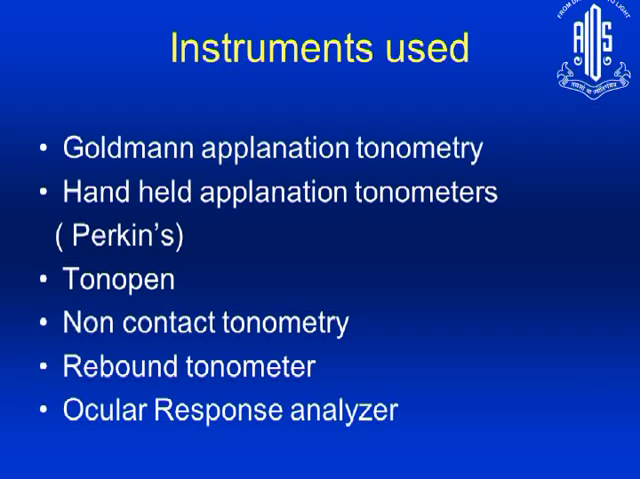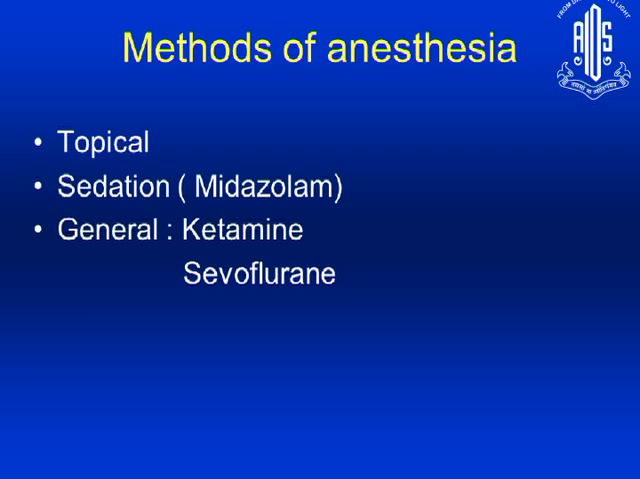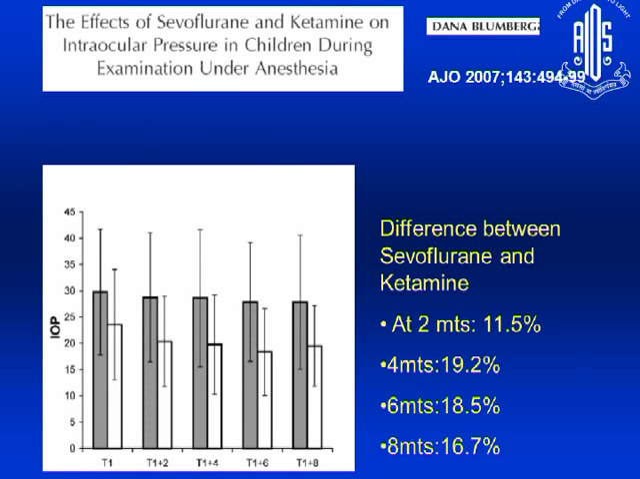These are the popular instruments used in the pediatric population: the GAT, the Perkins, Tonopen, NCT, rebound tonometer, and a few with the ORA. While children older than 5 years of age are usually cooperative for measurements with the GAT using topical anesthesia, most often we need to either sedate them or perform examination under anesthesia. But we need to know the effects of general anesthesia on the IOP measurements.